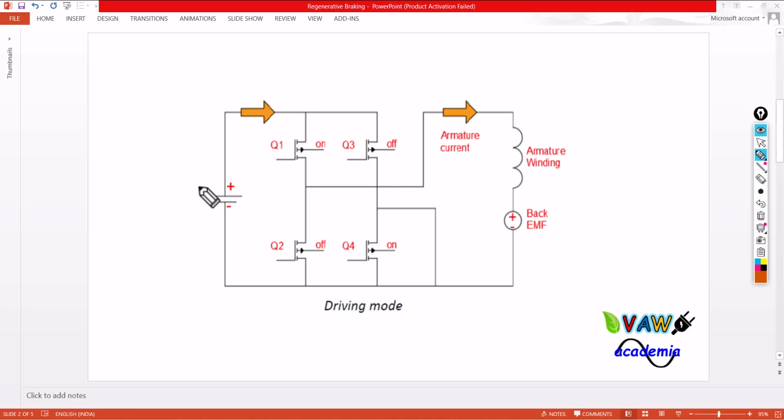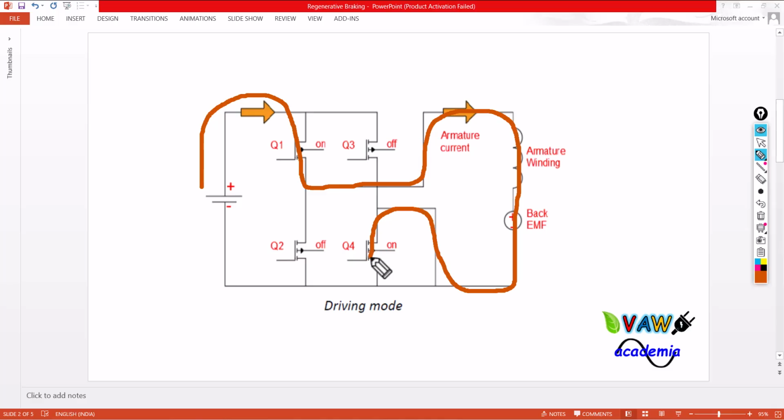I'm starting from the battery. It's flowing through Q1. Again, it is flowing through the machine. At this time, the machine is working in motoring mode. Q4 is on, so it's creating the closed loop. This is the arrow mark I'm putting. This will be the flow of voltage from the input side to the output side during driving mode.